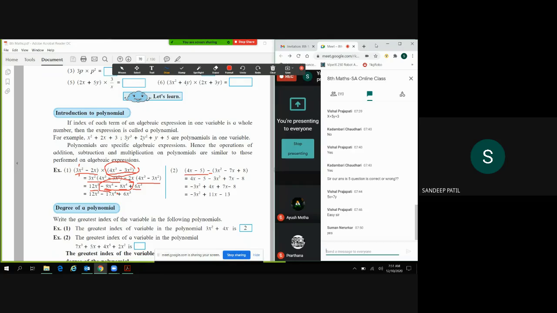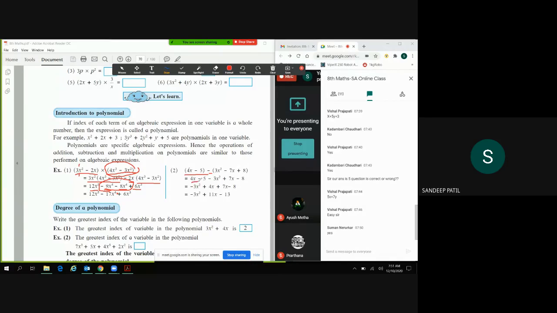we will start again. I mean, we will continue with our polynomial topic. So here we have seen, you can see, 4x minus 5 minus 3x square minus 7x plus 8. The rule we used at the time of multiplication, that we multiply the whole bracket by the first term, this is not the same thing. This is addition and subtraction, so we have to treat it differently.